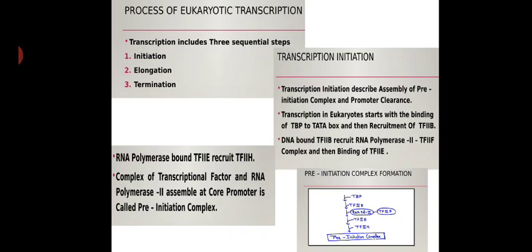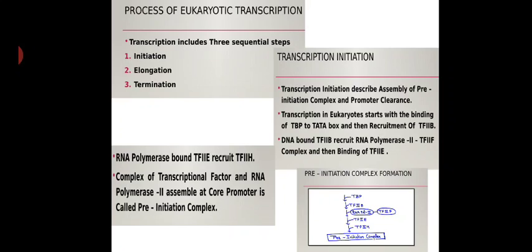So the process of eukaryotic transcription includes three sequential steps: first is initiation, then elongation, and termination. We will discuss the initiation. We already know about the initiation factors that are required to carry out transcription in eukaryotes. Transcription initiation describes the assembly of the pre-initiation complex and promoter clearance.